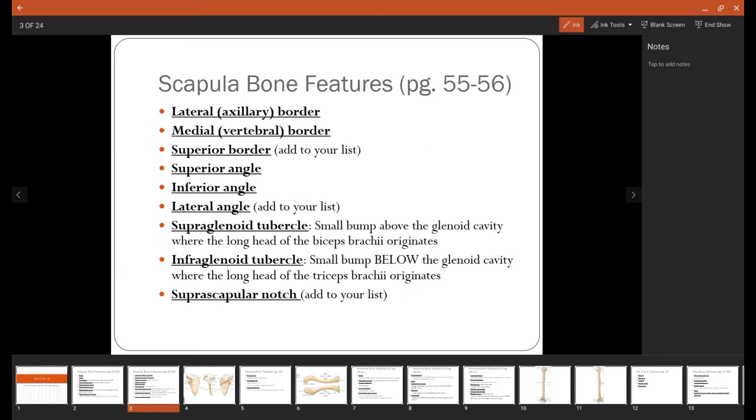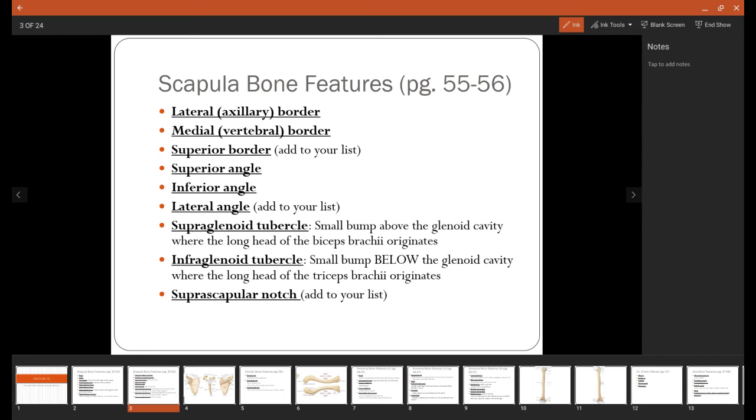A few more features we've got to cover here. We're going to have three borders on the scapula. Our first one is the lateral border, also called the axillary border. This is going to go from that glenoid cavity down to something called the inferior angle, which we'll get to in a moment. The lateral side of the bone is right around the armpit region, hence its name, also being referred to as the axillary border. The medial border is the edge of the bone from the inferior angle to the superior angle. This is also called the vertebral border, as it's closer to your vertebral column. And then the border on top is just called the superior border.